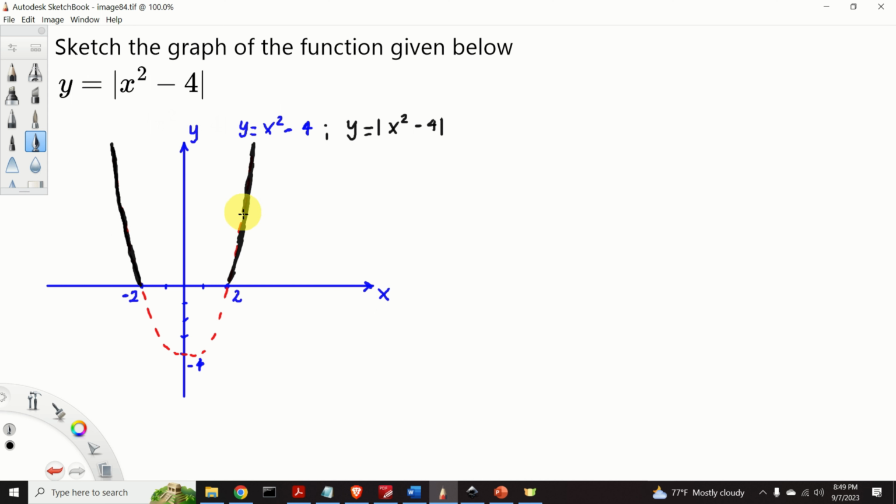Perfect. Now, what is happening over here? The function y is equal to x squared minus 4 is negative. If we take the absolute value of negative part, we will simply mirror the negative part with respect to the x-axis, and consequently, we will obtain this branch. And here it is. Our function absolute value of x squared minus 4 is sketched by the black line over here.